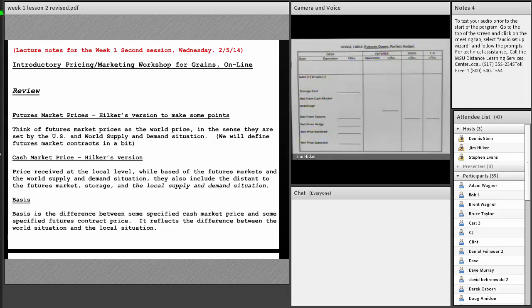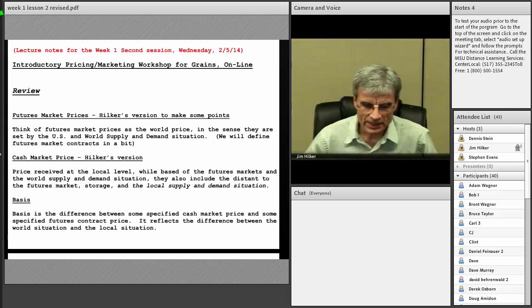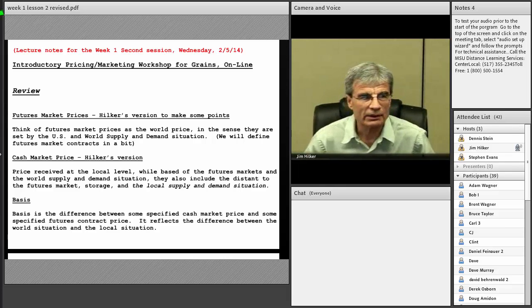We're going to look at these four different things that can happen. Looks like I got the basis defined on the wrong page, but that'll work. Remember what the basis is? It's cash minus futures. So most of the time that means basis is going to be a negative number. Futures can go up, futures can go down.